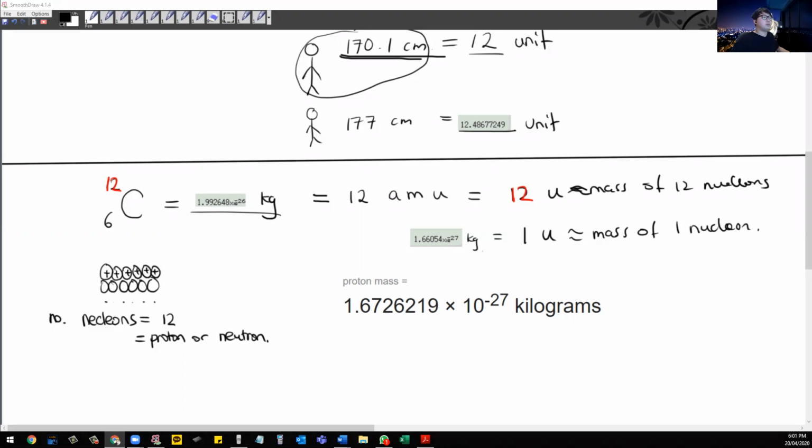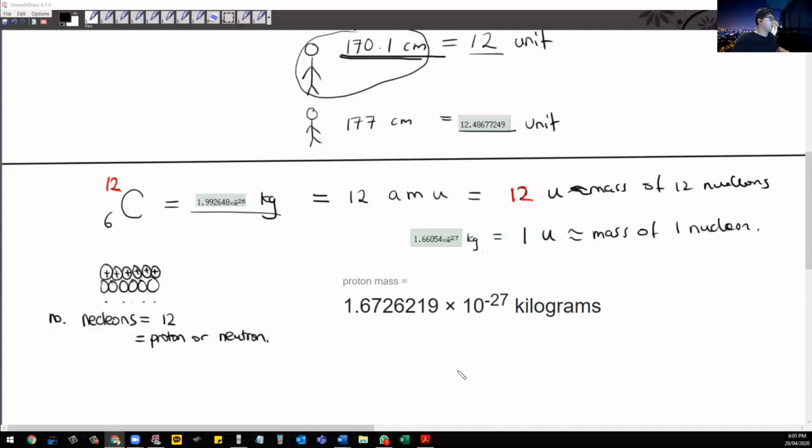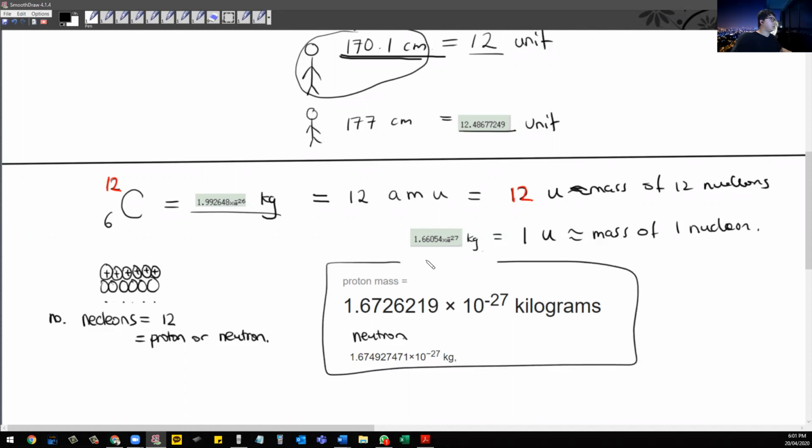The mass of a neutron is about 1.674, slightly higher. This is the mass of a neutron. So that's very similar to 1U, true? So this is roughly 1U, and this is roughly 1U, okay?